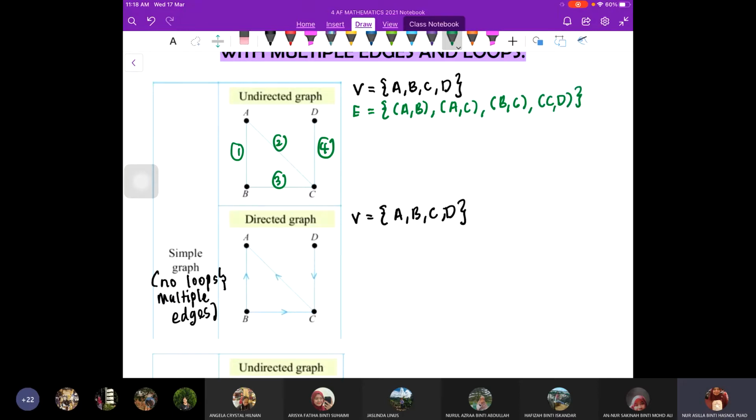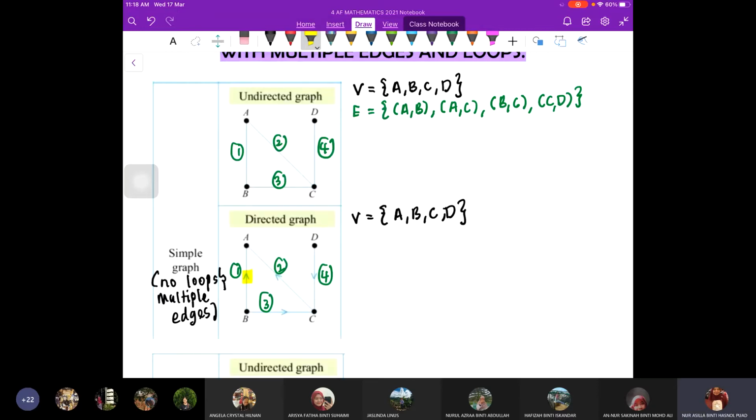Now, edges untuk directed graph, dia mesti fokus kepada direction. Okay, so 1, 2, 3, 4. But kena fokus pada direction.